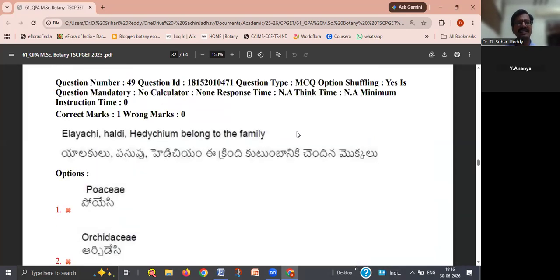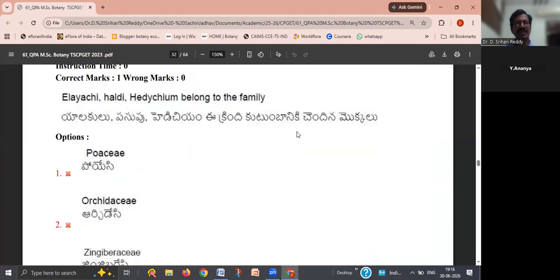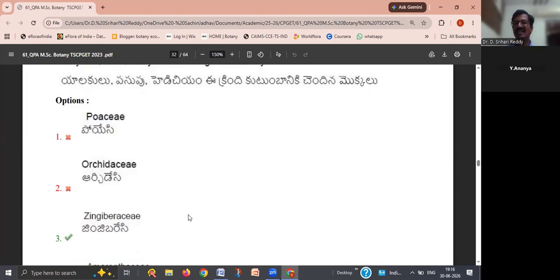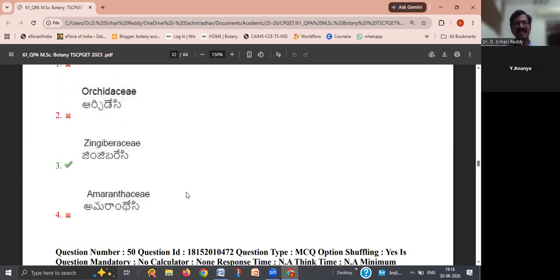Next, ilachi, haldi, idicium belong to the family. So cardamom is also called Elettaria cardamomum, and haldi, the botanical name is Curcuma longa. So elaichi, haldi and these belong to the family Zingiberaceae. Zingiberaceae is also called the family of spices. Many spices belong to the family Zingiberaceae. So the right answer is Zingiberaceae.